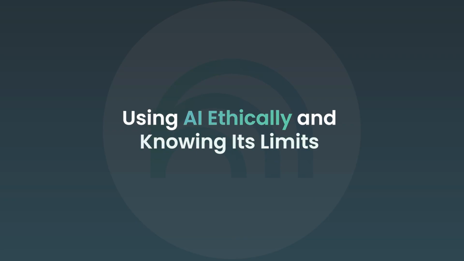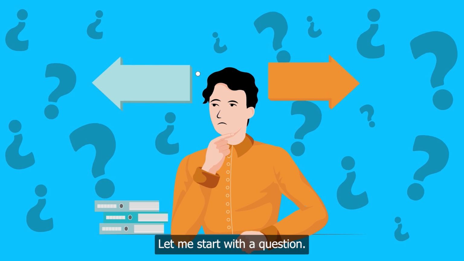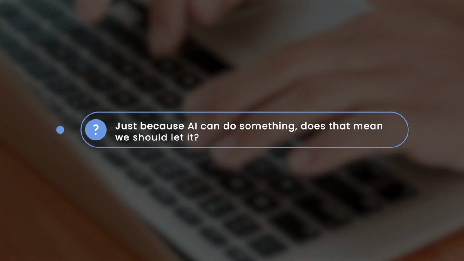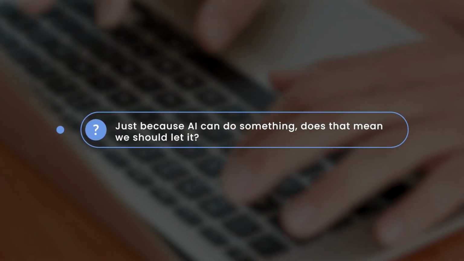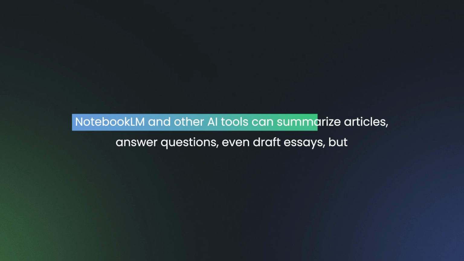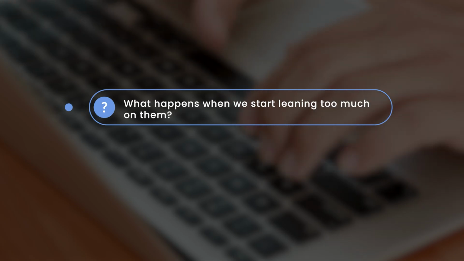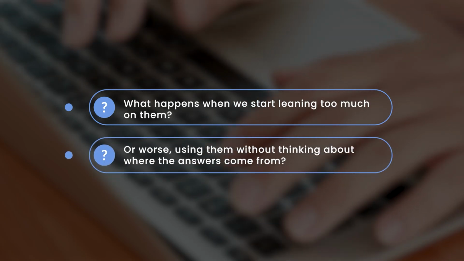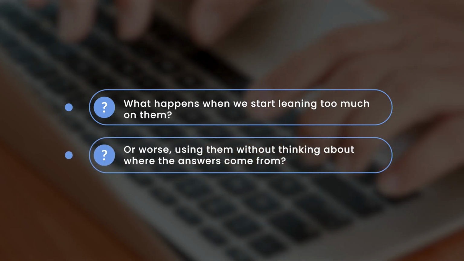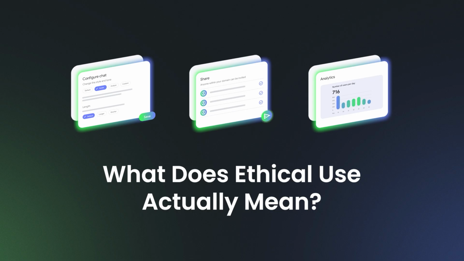Using AI ethically and knowing its limits. Let me start with a question. Just because AI can do something, does that mean we should let it? NotebookLM and other AI tools can summarize articles, answer questions, even draft essays. But what happens when we start leaning too much on them? Or worse, using them without thinking about where the answers come from? What does ethical use actually mean?